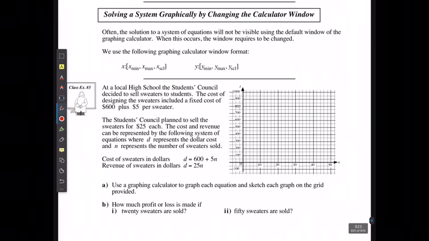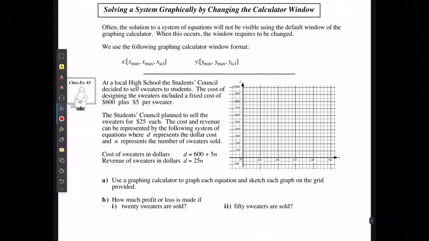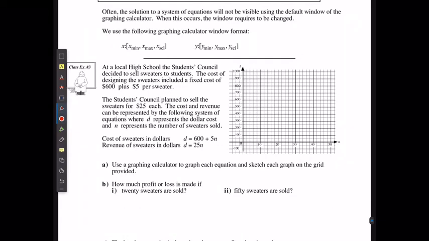All right, if I'm solving a system graphically by changing the calculator window, so often the solution to a system will not be visible in the basic settings, and so then I'll need to change the window settings in order to be able to zoom out and see where these points are actually going to cross.